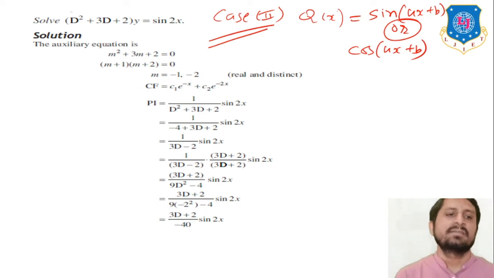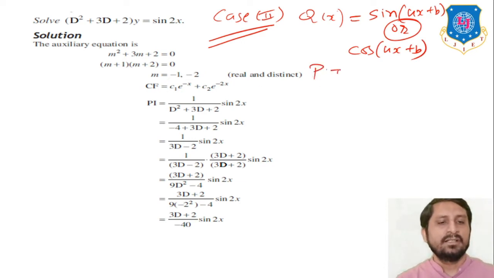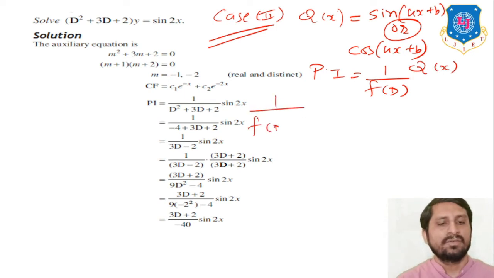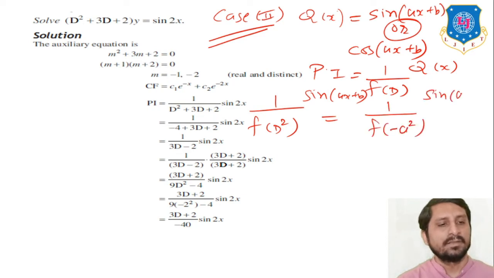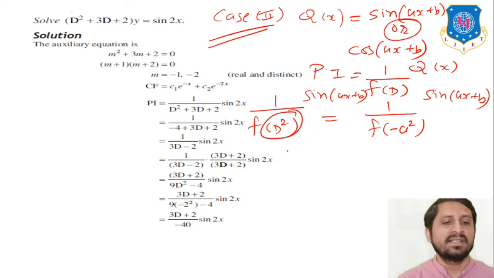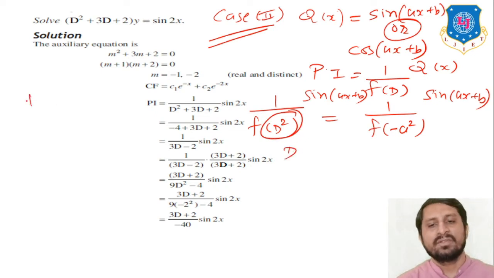So in this case, the particular integral is 1 upon f of D into Q of x, but here we use this formula. What formula? That 1 upon f of D square sine ax plus b is equal to 1 upon f of minus a square sine ax plus b. So in general, in a very simple way, instead of D square you have to take minus a square.